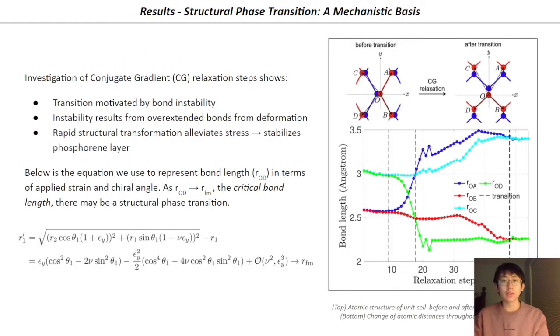However, what motivates this phase transition? You can analyze the conjugate gradient relaxation steps during the phase transition to see how the material relaxes into its new 0-degree structure. In general, we see that the transition is motivated by bond instability, and the transition occurs to stabilize the phosphorene layer.